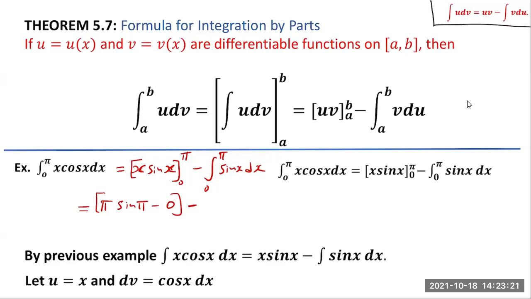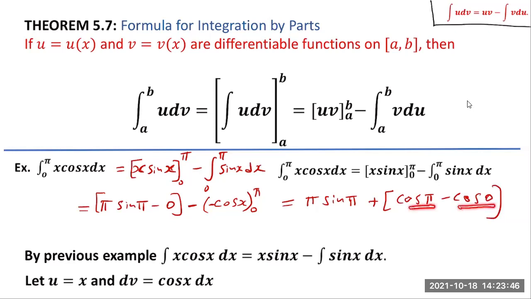Integration of sine x is minus cosine x. You put the limit 0 to pi. And this will be pi sine pi plus, minus minus becomes plus, you have cosine pi minus cosine 0. Of course, you can find these values. You know these values. Okay, so that's the answer. It's all about just putting the limits for your formula.